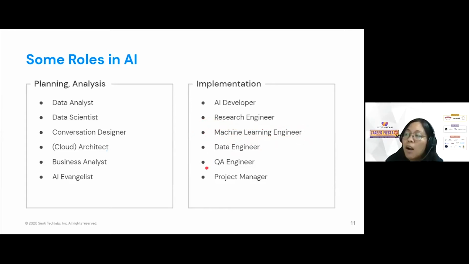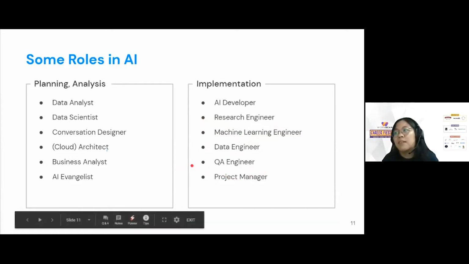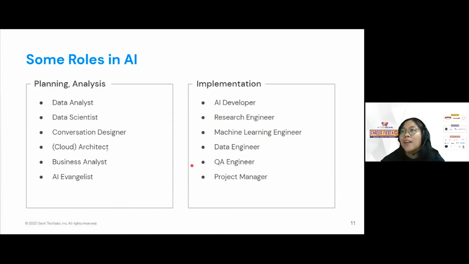And then for the QA engineer, testing, make sure everything works as intended and that there are no problems once we turn it over to our clients. And the project manager, of course, acts as the orchestrator of all the members of the team.